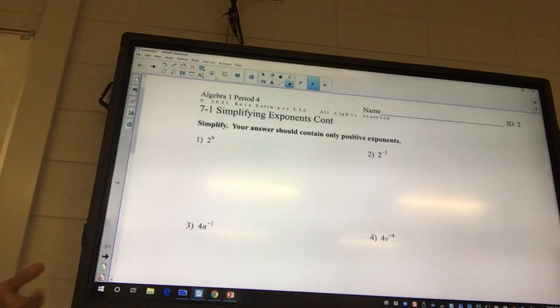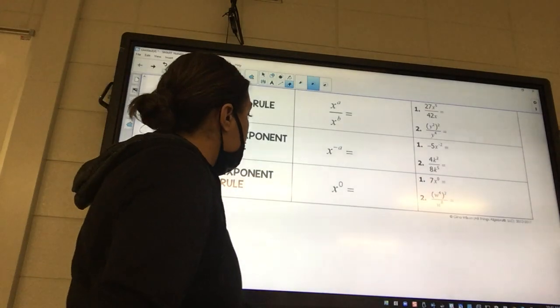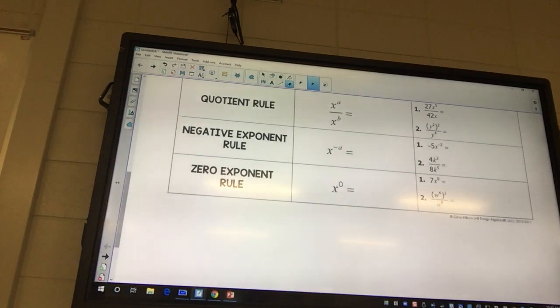The notes are up there too, so just a quick reminder. We did it yesterday because there's more of them on here. X to the 0, or anything to the 0 power, is what?